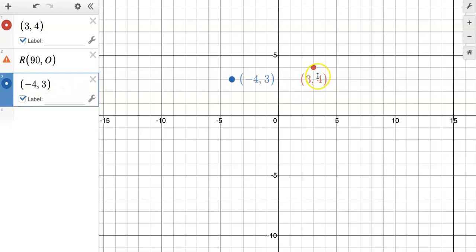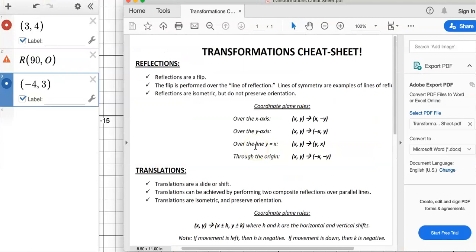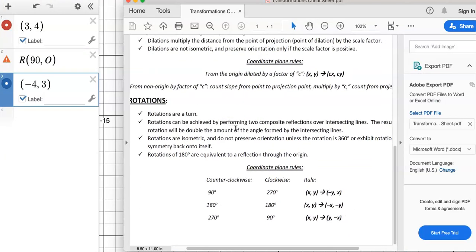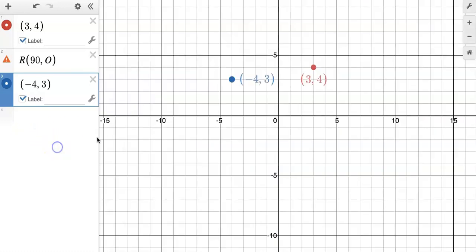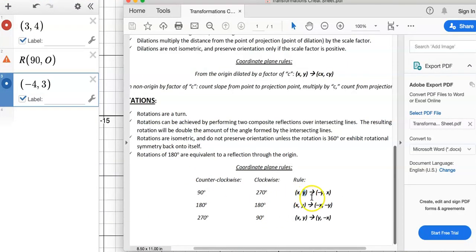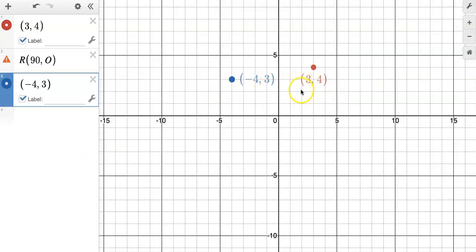Okay, based off the cheat sheet, where do I have reflections? No, that's not it. Here we go. If you go 90 degrees, you take the XY coordinate, they switch positions, and then the Y coordinate becomes negative. Look at what I did here: the 3 and the 4 switched positions, and then the 4 became negative. That's kind of the formula, if you would. But to me, it's better just to draw the picture and actually look at it physically moving.